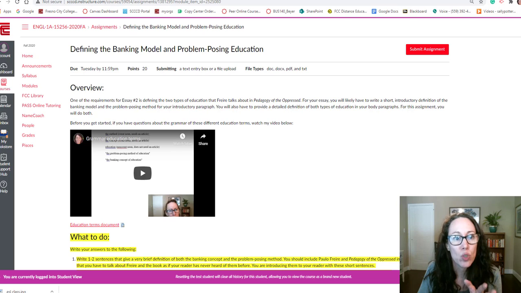So first thing is we're dealing with some definitions of the banking model and problem posing education. So you know that in your essay you have to write the definitions of banking and problem posing, and you have to do it in 2 different ways. You need to mention it in the introduction so that we understand just very generally what we're talking about here, but you don't want to give away too many details. So you should try to think about defining both banking and problem posing with either 1 sentence each or 1 long sentence where you can define both of them in just very, very general terms.